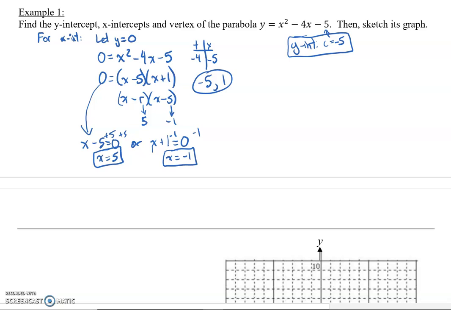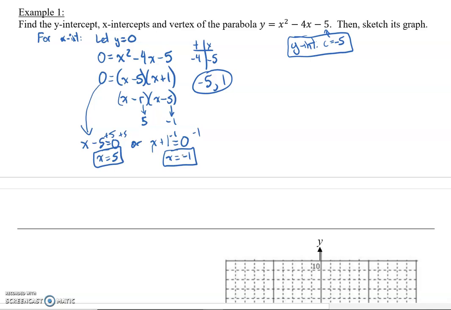And so if we get something into factored form, assuming that we don't have values in front of the x's here, the r and the s values are the x-intercepts. It's quite fascinating, as we'll look into this a little more in the future. But we've got 5, negative 1. Those are our x-intercepts. So the last thing we need to do now is find the vertex.